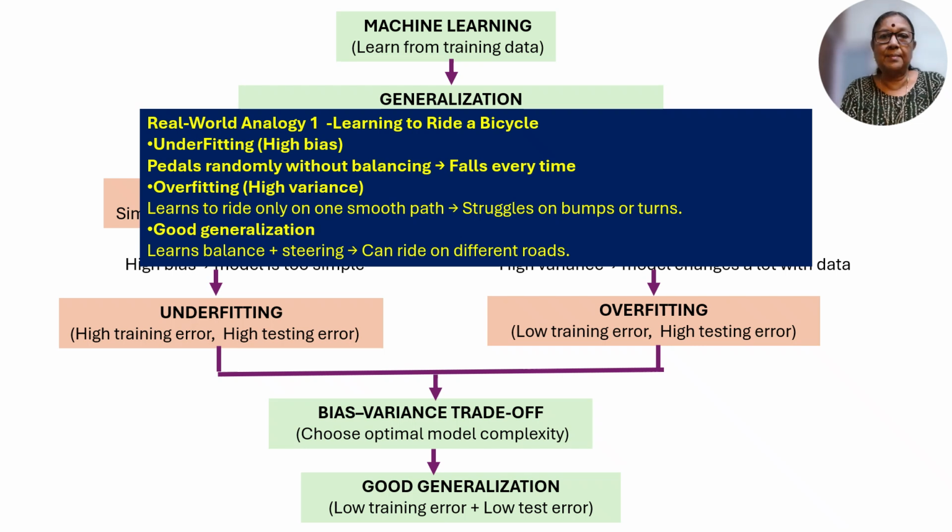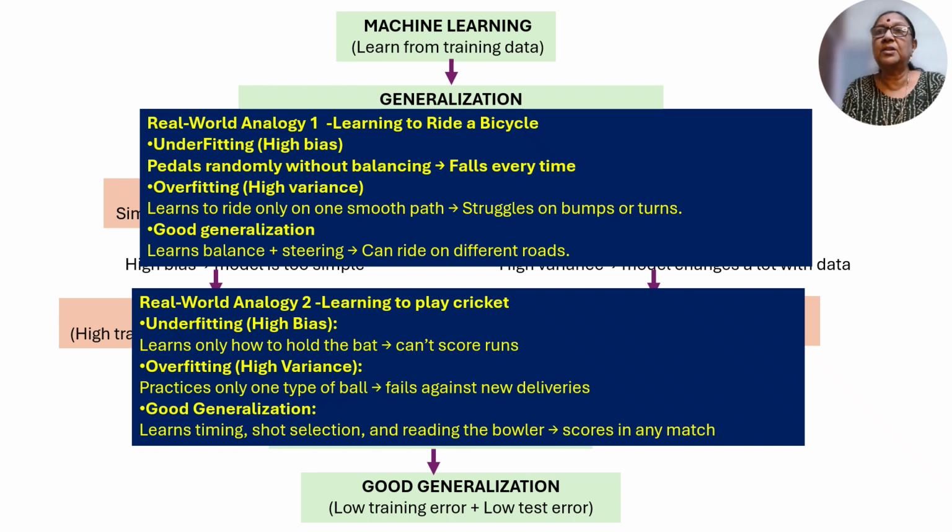Now let's take two examples to explain this a little bit. One is learning to ride a bicycle. In underfitting, where you have high bias, you just pedal randomly without balancing and you may fall down. Overfitting means you learn to ride only very nicely on a smooth road. What will happen? You will learn, but you will struggle on bumps. A good generalization would be that you learn to balance, you learn steering, and you are able to ride on different roads. That's a good generalization.